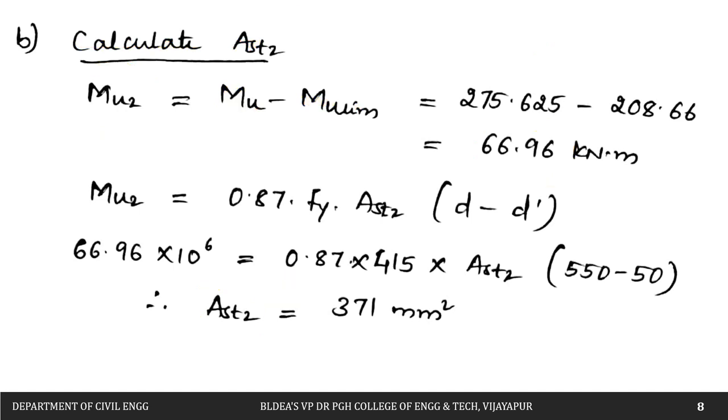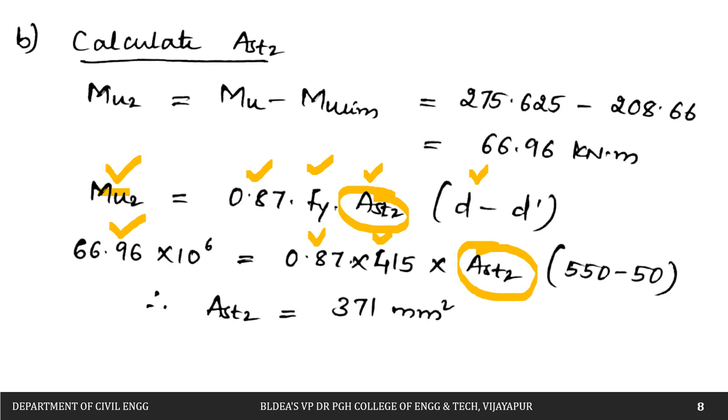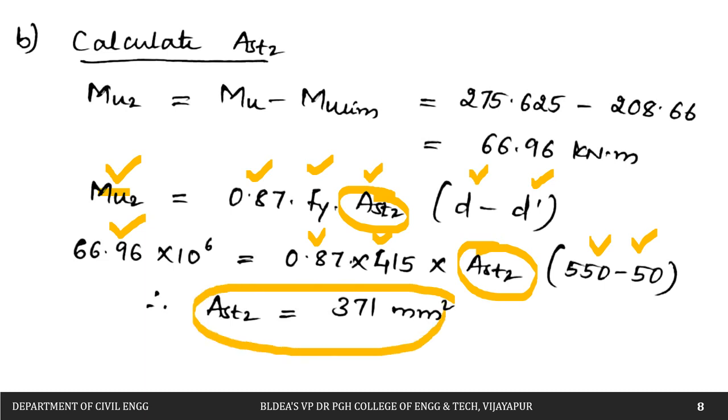Then next, Mu2 is equal to 0.87 FY into AST2 into d minus d dash. Already we have seen this formula. So we know Mu2, that is 66.96 into 10 raised to 6, 0.87 we have, FY is 415. This AST2 we'll calculate, d is 550 and d dash is 50. If you substitute, we'll get the answer as 371 mm square.